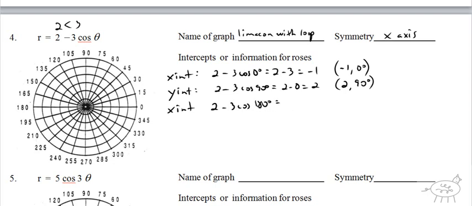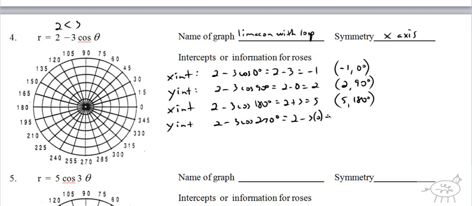And cosine of 180 is negative 1, so that means it's 2 plus 3, which is 5. So it's 5, 180. And then another y-intercept is 2 minus 3 cosine of 270. Cosine of 270 is 0, so 2 minus 3 times 0. So it's 2 minus 0, which is 2. So that's going to be 2 comma 270.